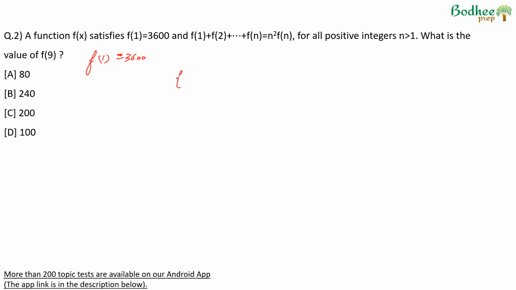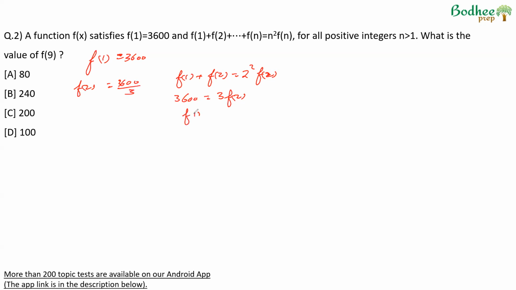For f of 2 we will write f of 1 plus f of 2 is equal to, putting the value of n as 2, 2 square into f of 2. This becomes 3600 is equal to 2 square minus 1, 3 times f of 2. So f of 2 will be nothing but 3600 upon 3.